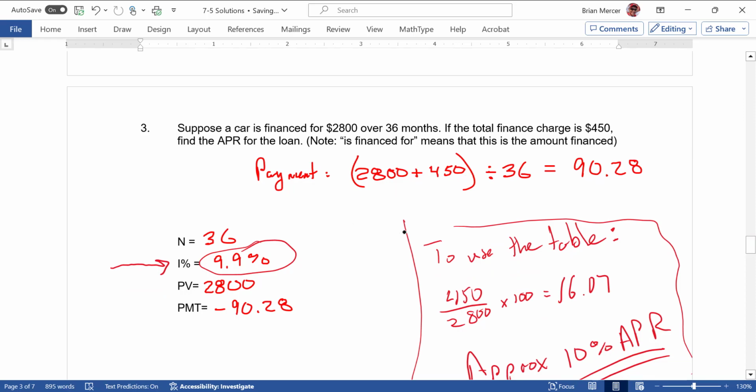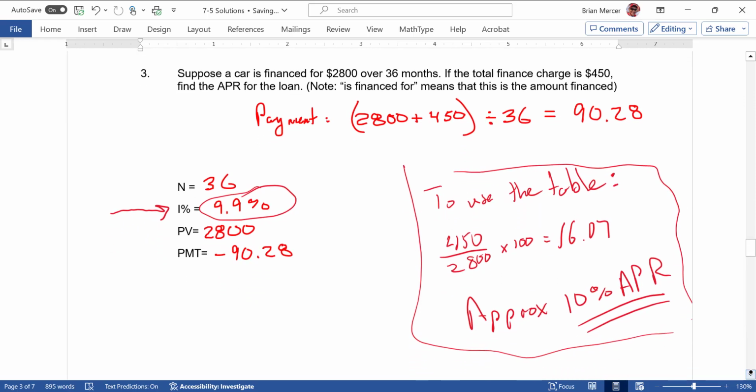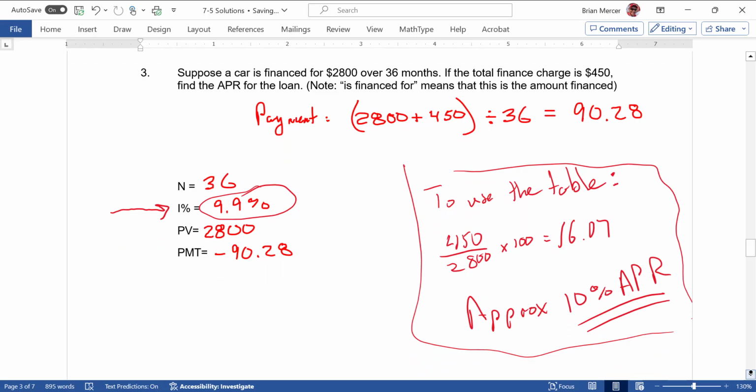So here is a case where they're not telling you the payment. That much is financed over 36 months. So the total finance charge is $450. So then we have to say that that much is financed for $450 in finance charge. So there's the total of all the payments. And so then if you divide by 36, then you get the payment. And so that one has a little bit of a different spin on it.